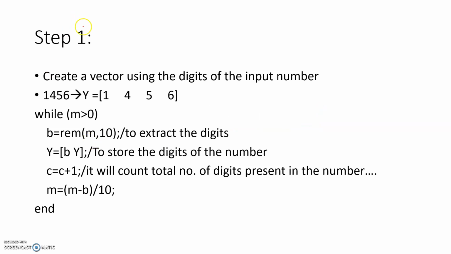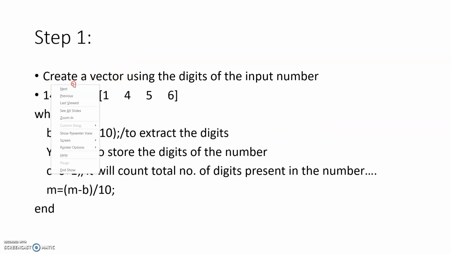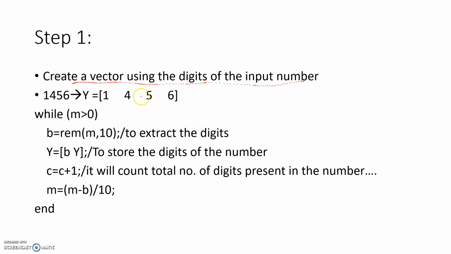See, step 1: create a vector using the digits of the input number. Suppose your input number is 1456. You create one array Y, or a one-dimensional matrix, whose elements are the digits of this input number. Like here you can see Y equal to 1456. One array is created, and to create an array from a number we can follow a particular code which I have already discussed several times in my previous videos.